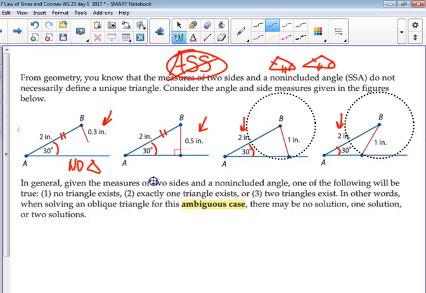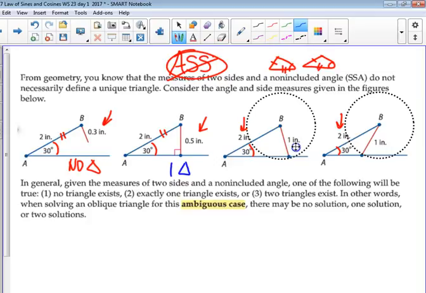Okay. That's going to be kind of weird when we do the law of sines. It's going to show up in a weird way. You're going to find it's not possible. The other possibility is that it works fine. If it's 0.5, we'll say it would work fine and make a 90-degree angle. So it's one unique triangle.